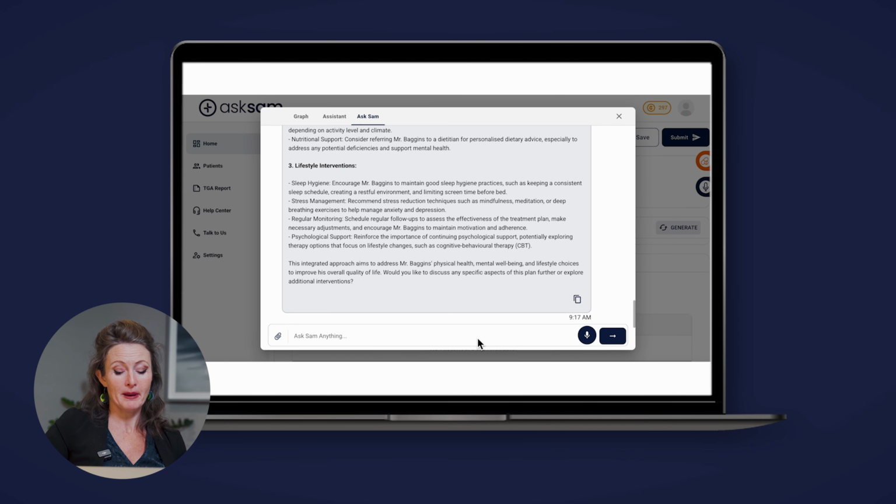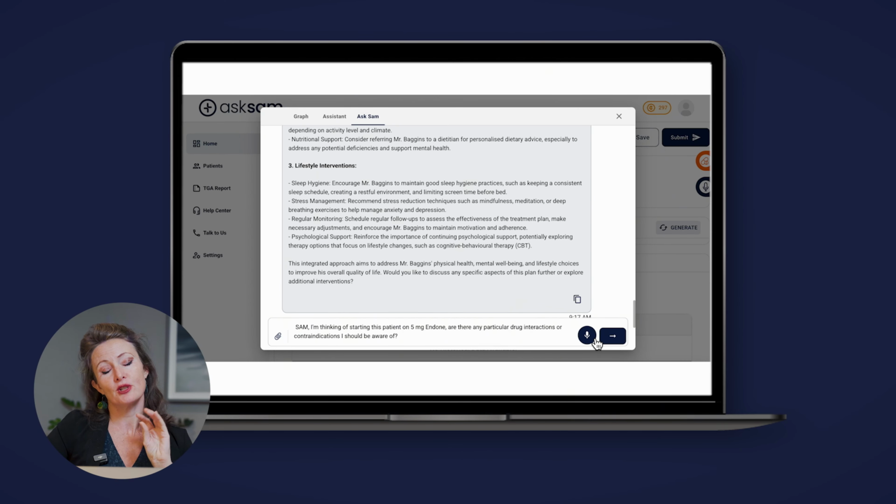So for this particular patient, let's assume that I'm thinking of starting them on Endone. So I would just ask Sam, I'm thinking of starting this patient on 5 milligrams Endone. Are there any particular drug interactions or contraindications I should be aware of?